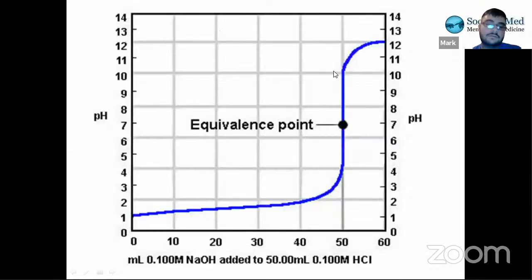And this is what the graph looks like. So like I mentioned, right here, you have no base, you just have acid. So it's very acidic, obviously, with pH on the y-axis, and the amount of base that you added to the acid on the x-axis. So on the left, you didn't add any base, you just have acid, so the pH is obviously very acidic. As you add in a little bit more base, it gets higher, and eventually it spikes.